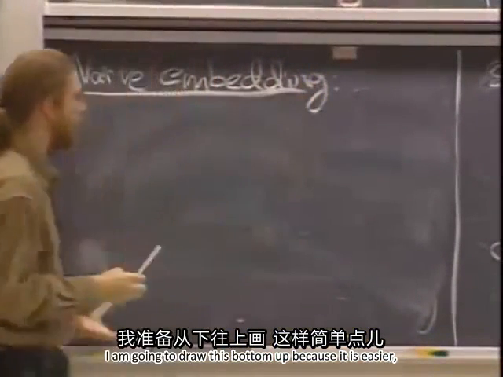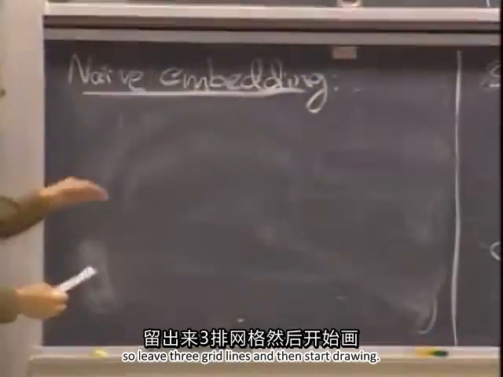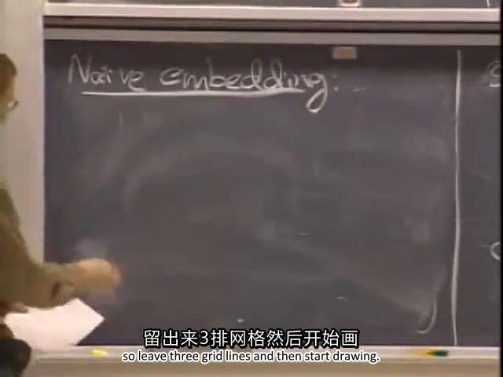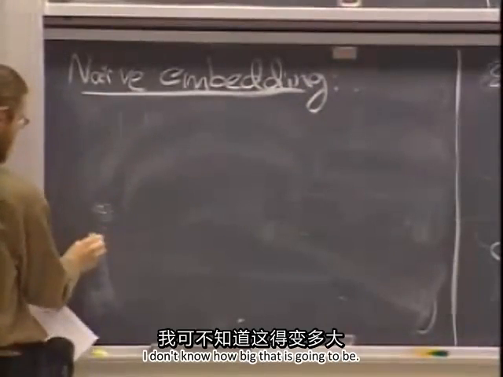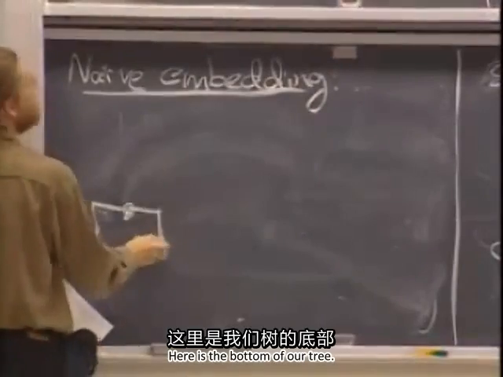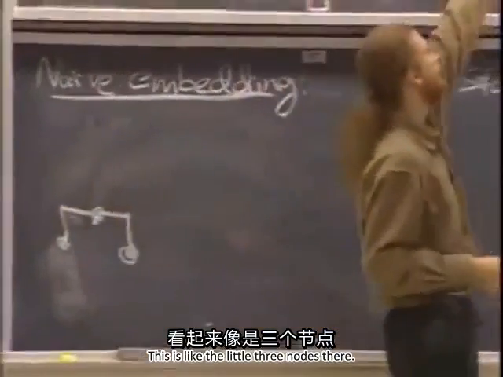Okay, I'm going to draw this bottom up because it's easier. So leave 3 grid lines and then start drawing. We have, I don't know how big that's going to be. So here's the bottom of our tree. This is like a little 3 nodes there.